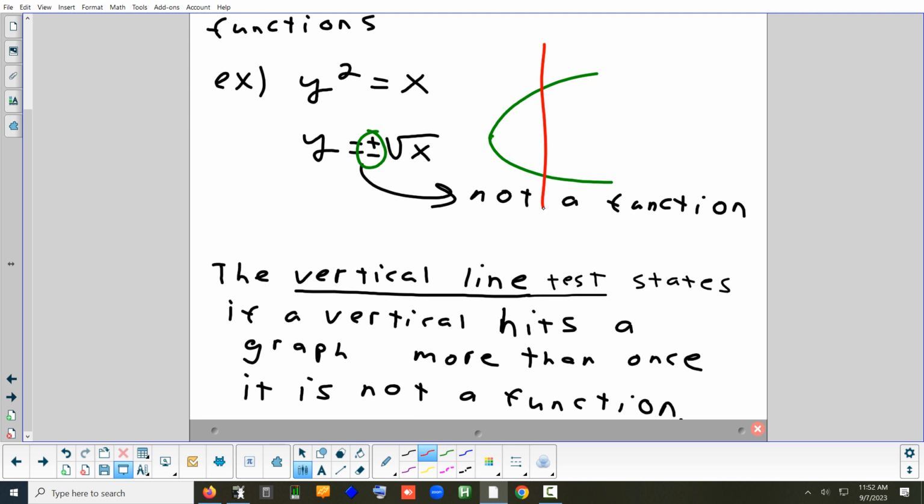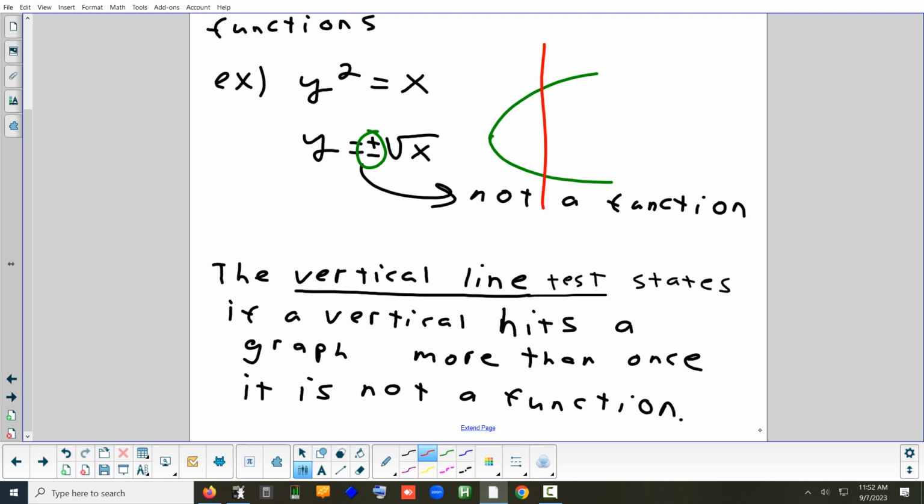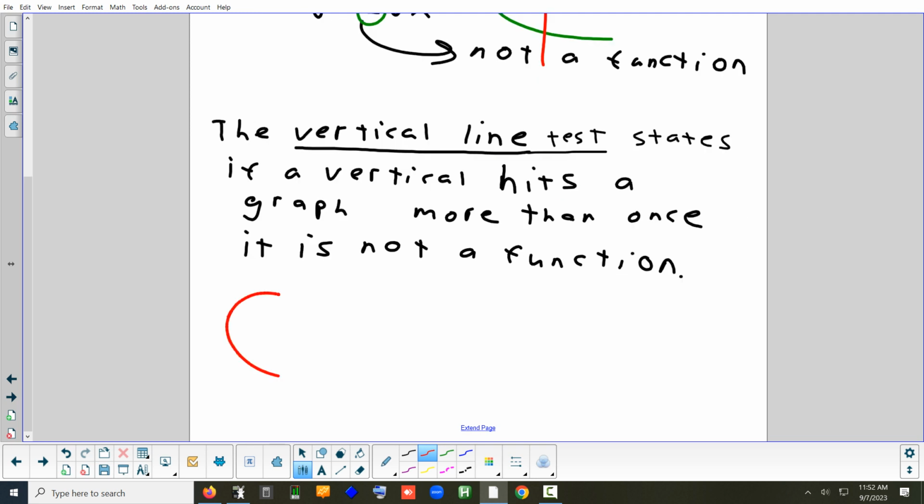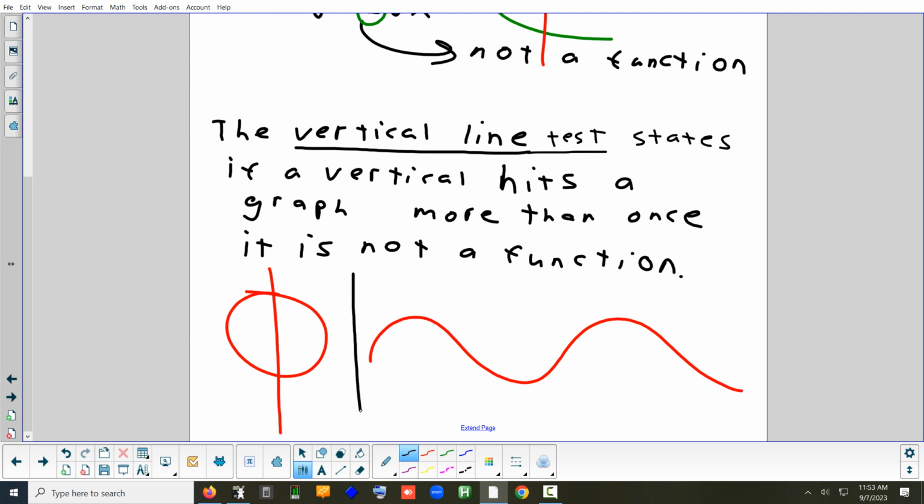That's not a function. I can draw a vertical line, it hits more than once. How about a circle? Is that a function? No. Because if I put in a vertical line, it hits more than once. We'll study more about that later on. That's called a sine wave or a cosine wave. Does a vertical line hit that more than once? No. No matter where I put that line, doesn't matter where you put it, it never hits more than once.